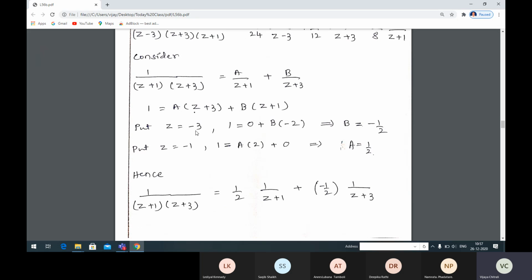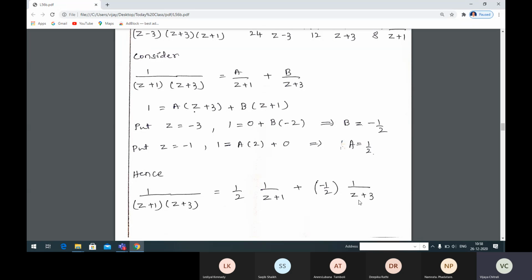Put z equal to minus 3. We get B as minus 1 by 2. And z equal to minus 1, you will get A as 1 by 2. Hence 1 upon (z plus 1)(z plus 3) is equal to 1 by 2 times 1 upon z plus 1, and minus 1 by 2 times 1 upon z plus 3, right?